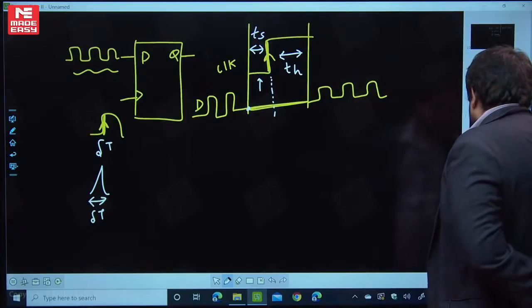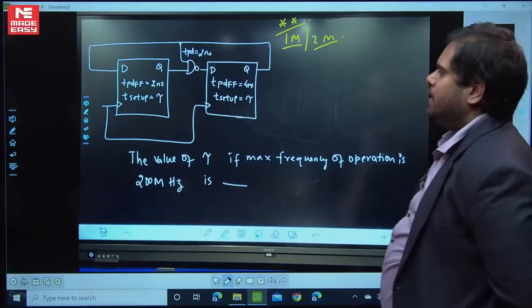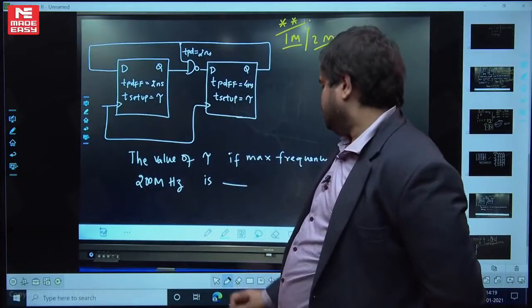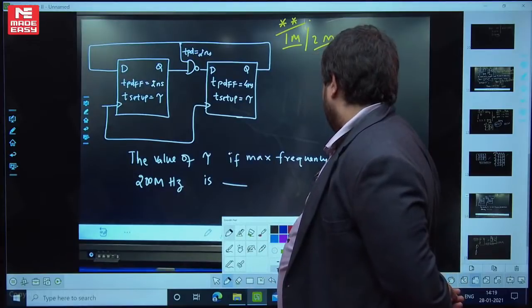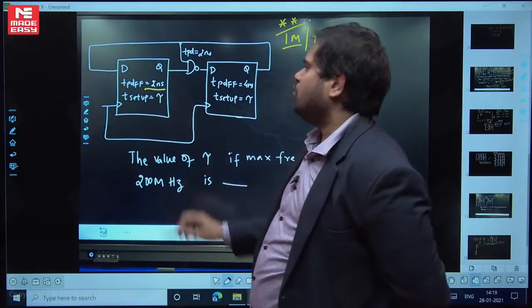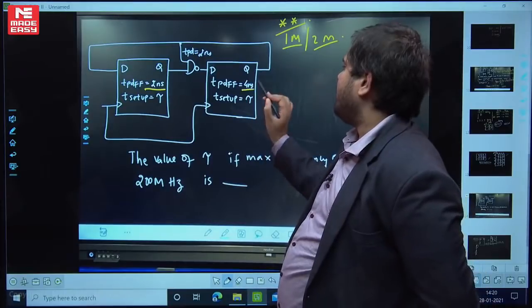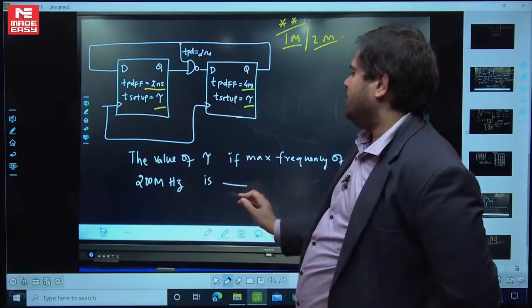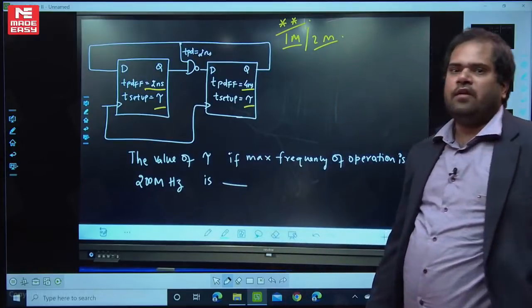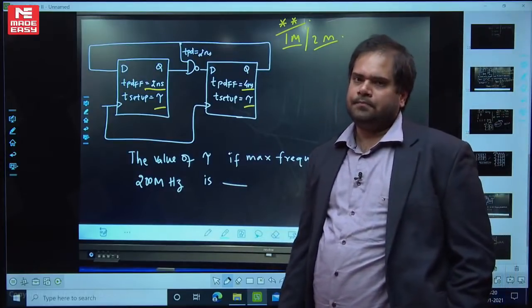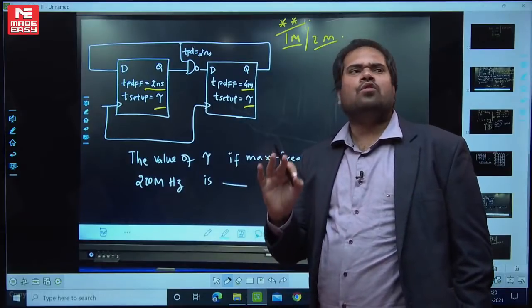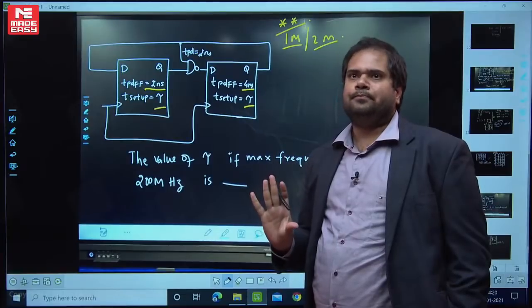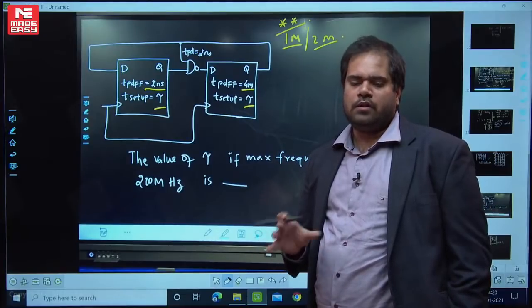Now let's come back to this question. Now let's see this question interestingly. Two D flip-flops are given. One flip-flop has a propagation delay of 2 nanoseconds, second flip-flop has a propagation delay of 4 nanoseconds. The setup time is tau, and here they are asking the value of tau. They gave the maximum frequency of operation as 200 megahertz. How do you approach these model questions? Always remember, many students make mistakes here. How am I going to approach this question?